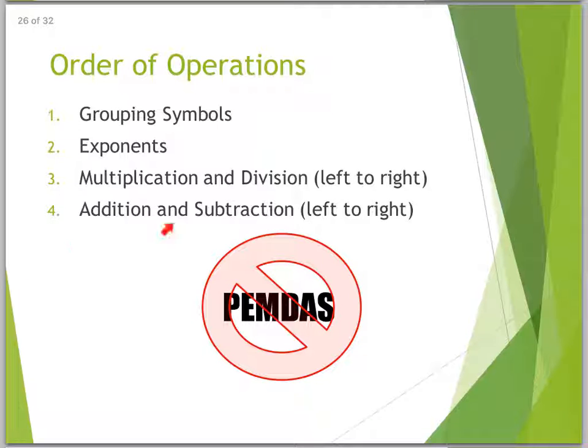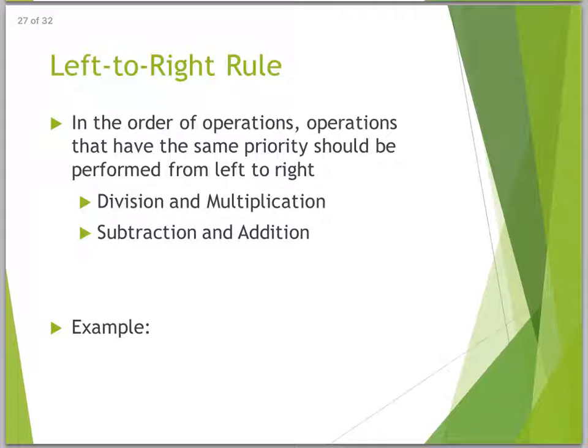You don't go do all the addition then all the subtraction. As you come to them, left to right. Again, that left to right rule. In the order of operations, operations that have the same priority should be done from left to right. So again, division and multiplication, wipe those all out first. Then subtraction and addition, wipe all those out first.